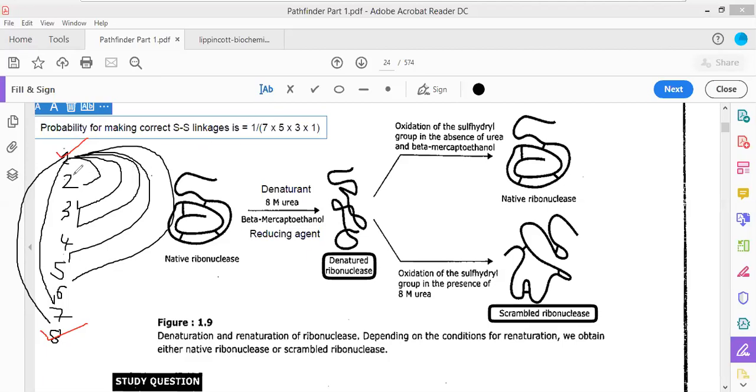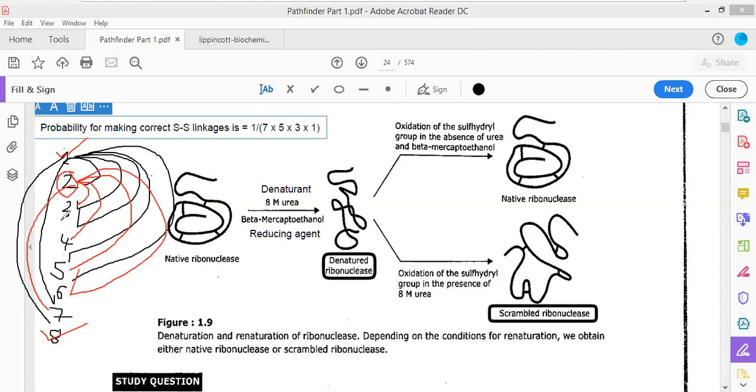Now, this molecule, the second cysteine residue, can bind with how many different cysteine residues? It can bind with 1, it can bind with 2, it can bind with 3, it can bind with 4, it can bind with the 5th one. So there are 5 possibilities, and out of these 5, only one would be correct. So there would be 1 upon 5. Now, if second has formed a bond with 7th and this is the correct position, how many will remain? 3rd, 4th, 5th and 6th.